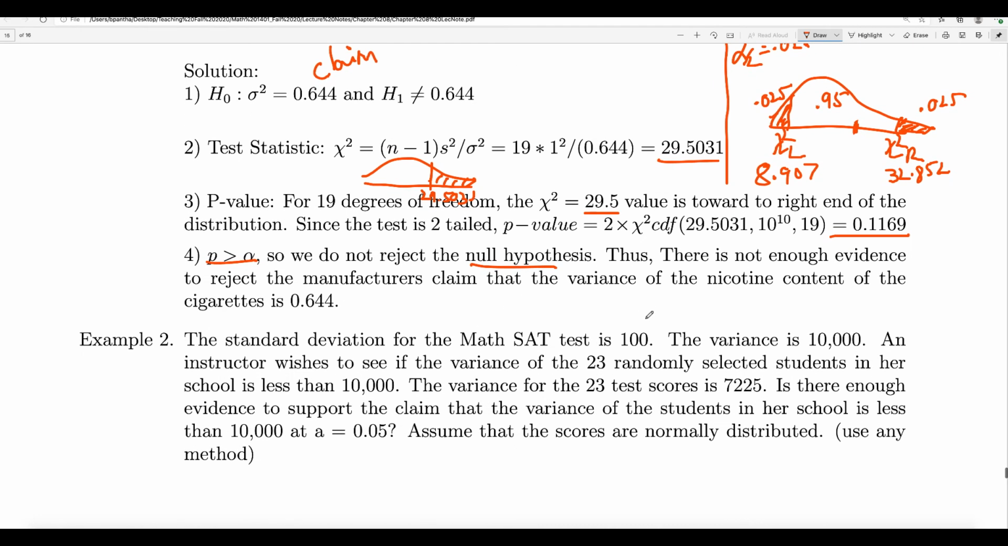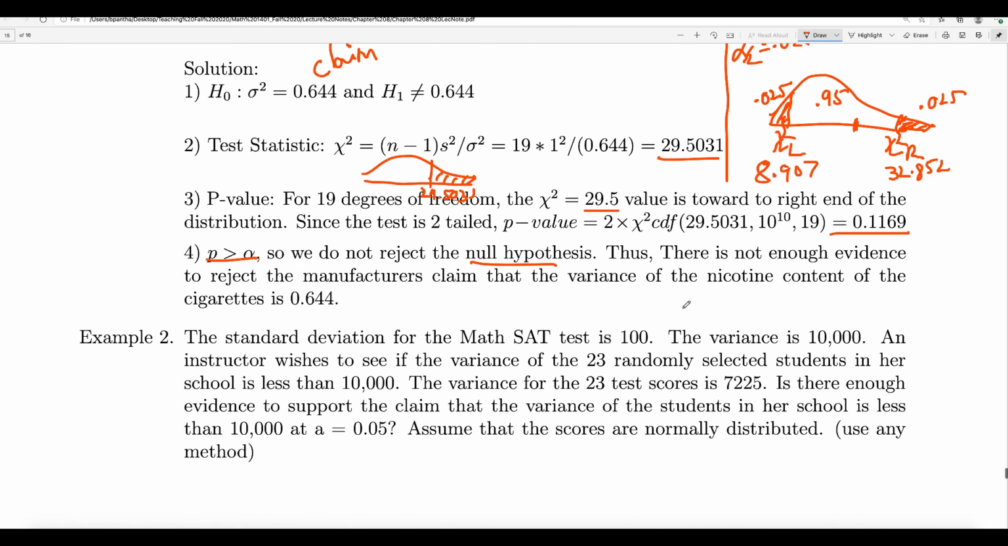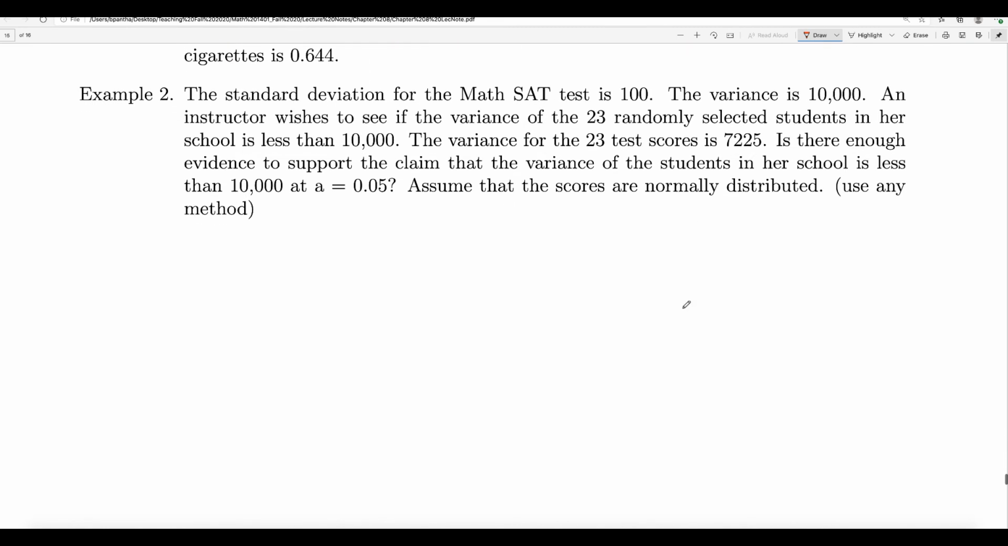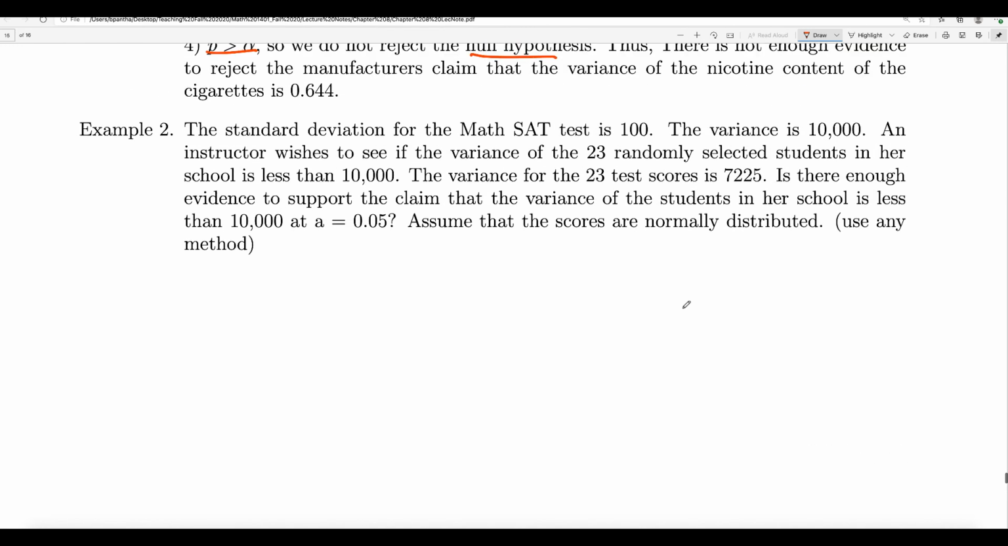And then you write the conclusion. Thus, there is not enough evidence to reject the manufacturer's claim that the variance of the nicotine content of the cigarette is 0.644. All right. So exactly the same way we do another example. But one thing that I want to tell you here is there is no direct way to use a calculator for the variance. Okay, there is no direct way to do that.